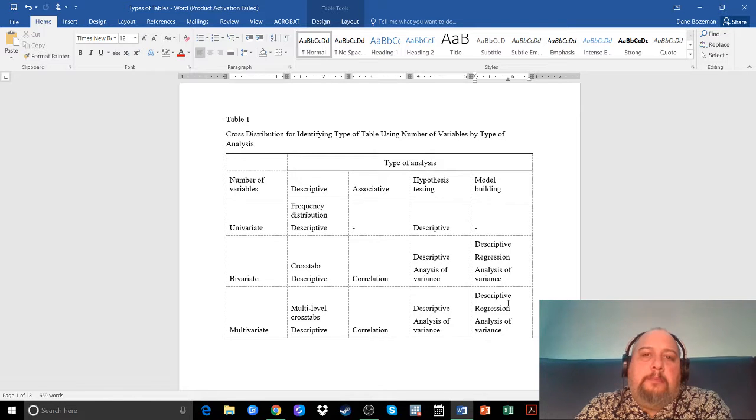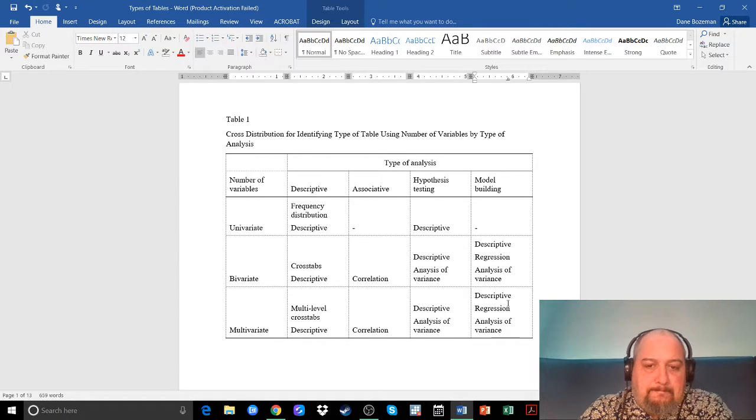Well, we've been talking about descriptive tables, and now it's time to look at associative tables. And the one that everyone seems to want to know the most about are correlation tables. So in this video, what I want to do is address the three who questions for correlation tables. Specifically, who creates these tables, who reads these tables, and who generally ignores these tables.